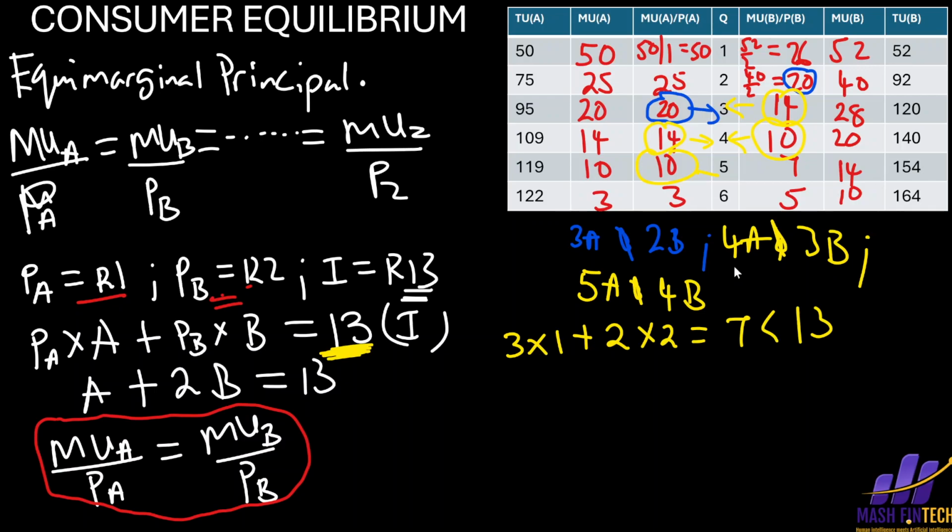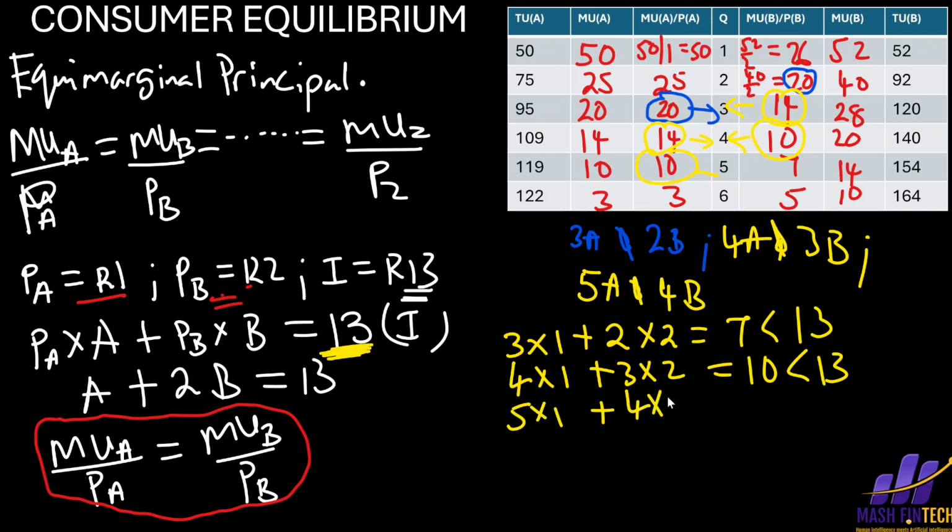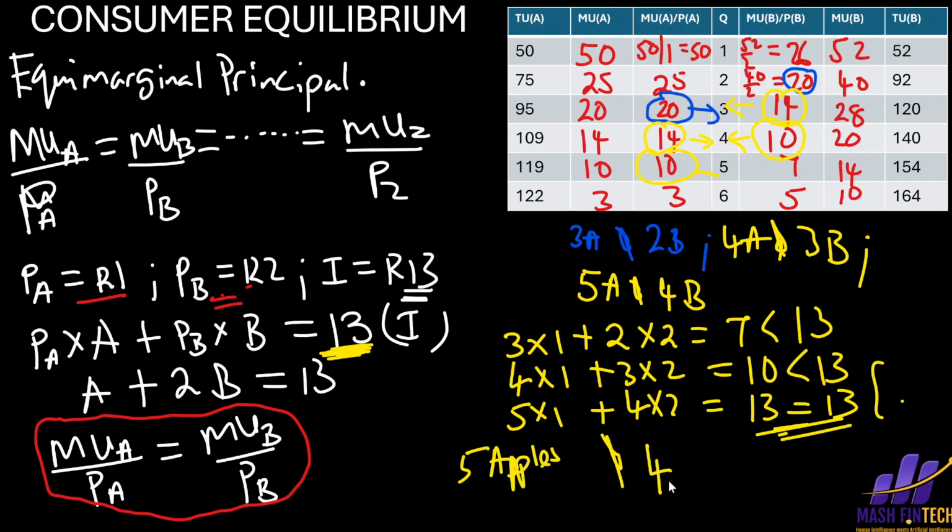We try another one, the second one. 4 apples, which is 4 times 1, plus 3 bananas, 3 times 2. 6 plus 4, which is equal to 10, also less than 13. Let's go to the last one. 5 apples, 5 times 1, plus 4 bananas, 4 times 2. 8 plus 5, it's 13. So we spend all our income. This becomes our equilibrium. So our equilibrium is going to be 5 apples and 4 bananas.